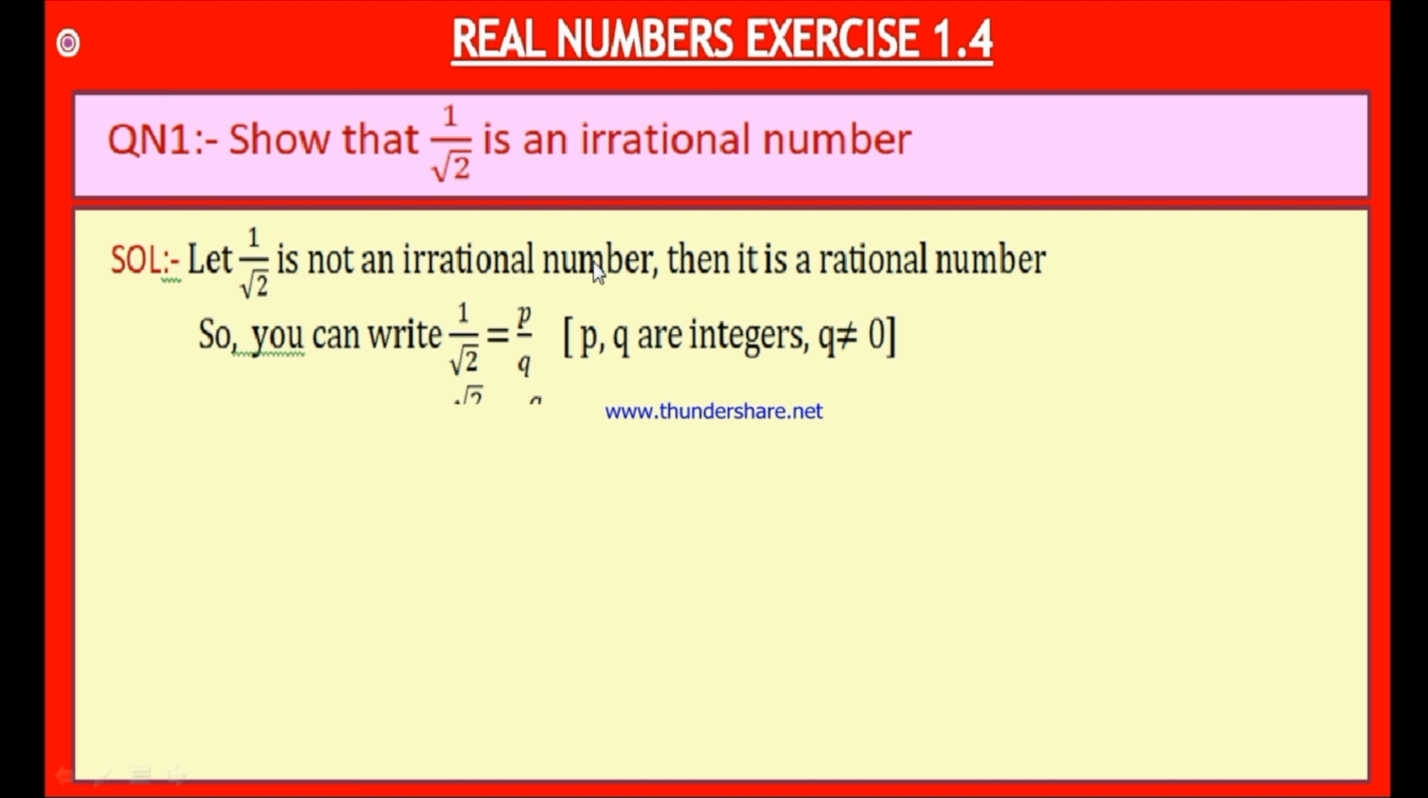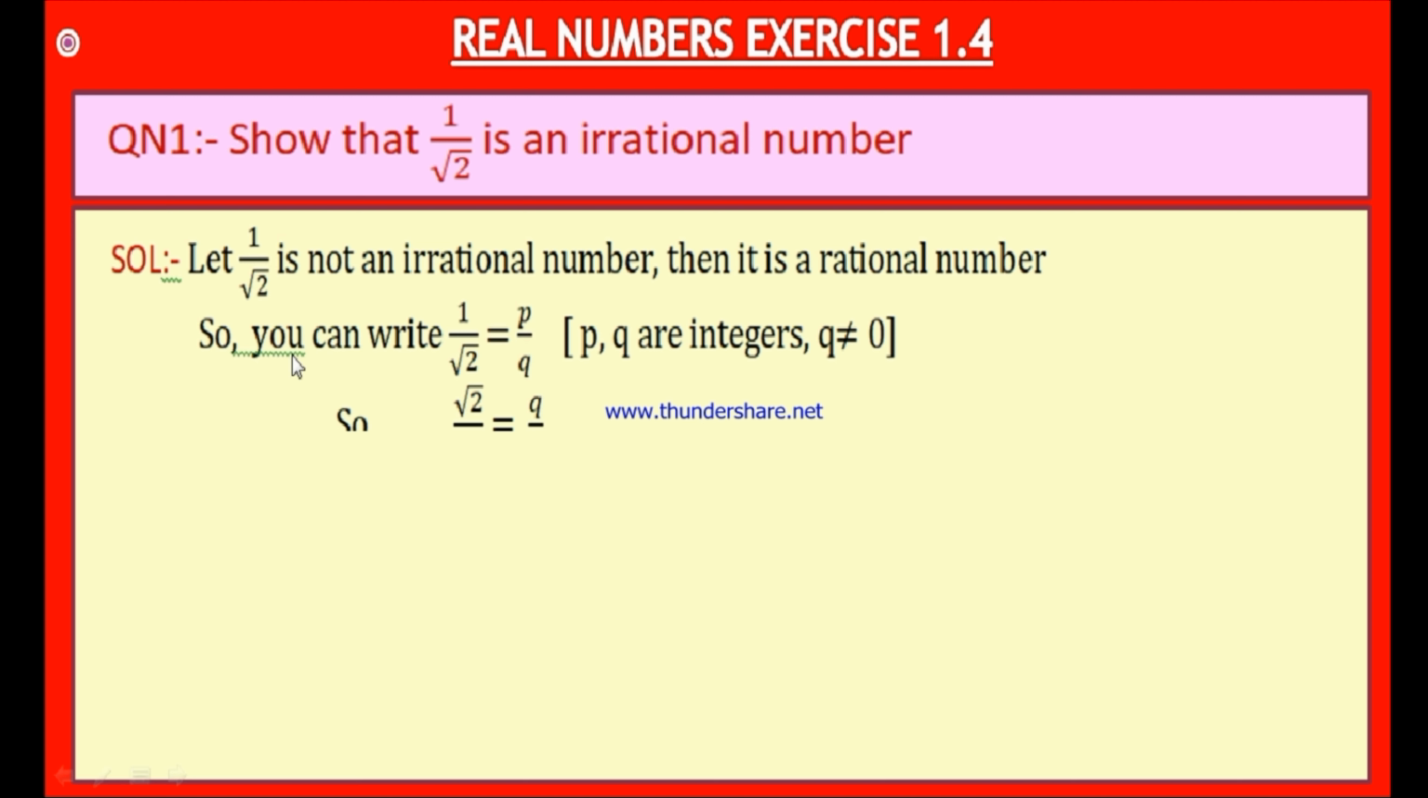This type of proving any statement is called the indirect method. Here, what we have considered is that the given statement is false. Actually, we have to show that 1 by root 2 is an irrational number. But in the indirect proof, we took that the given question is wrong. That is, 1 by root 2 is not an irrational number. If 1 by root 2 is not irrational, then it should be a rational number.